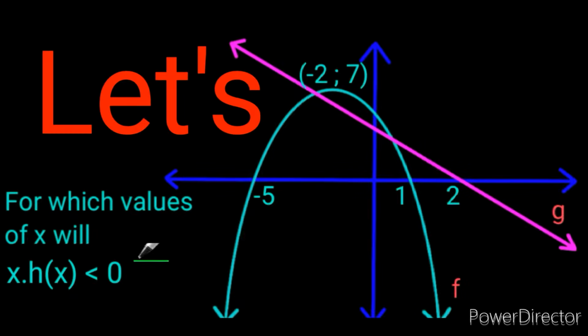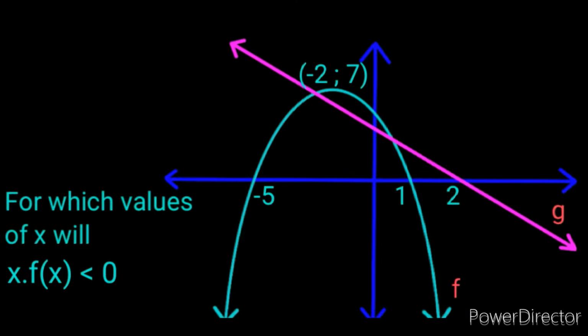So let's begin. Alright, here is the first question. It says, for which values of x will x times f at x be less than 0? In the graph, g is the straight line graph and f is the parabola.